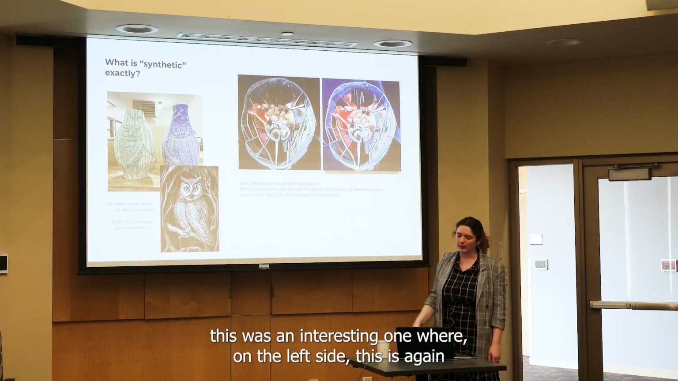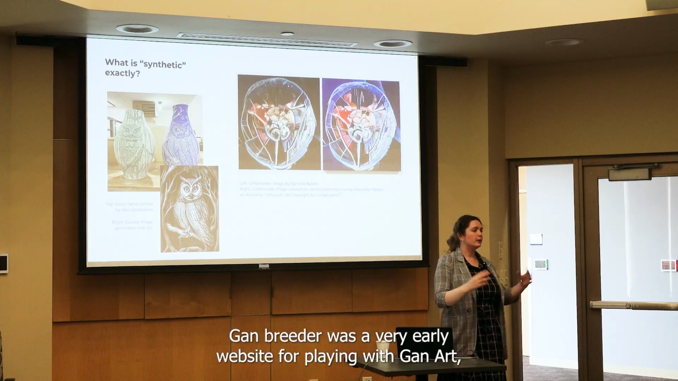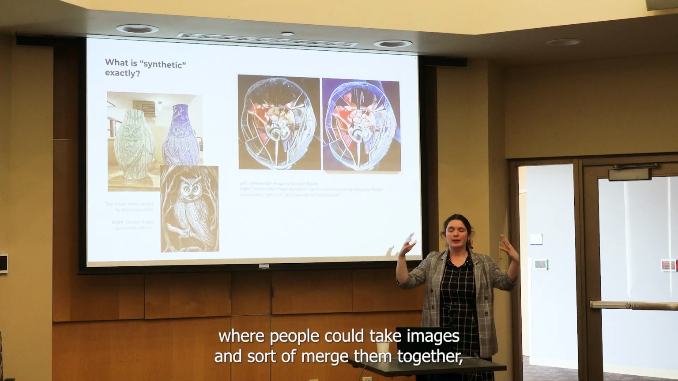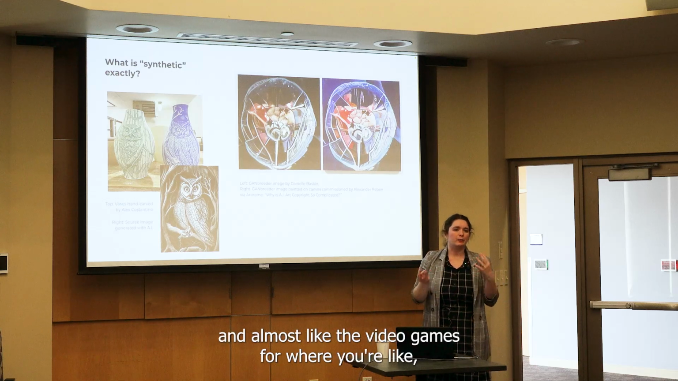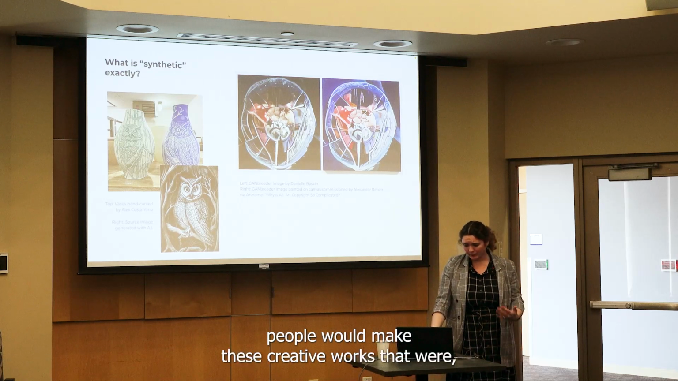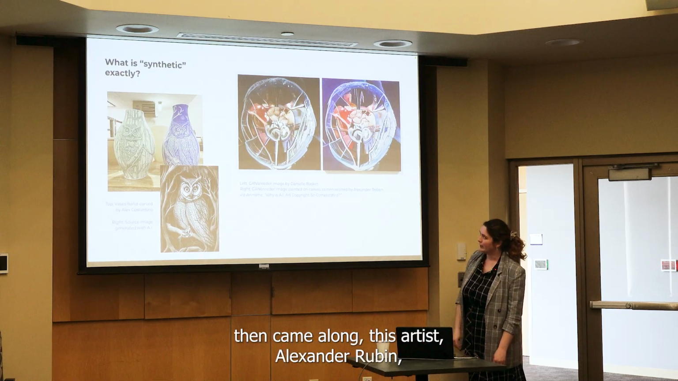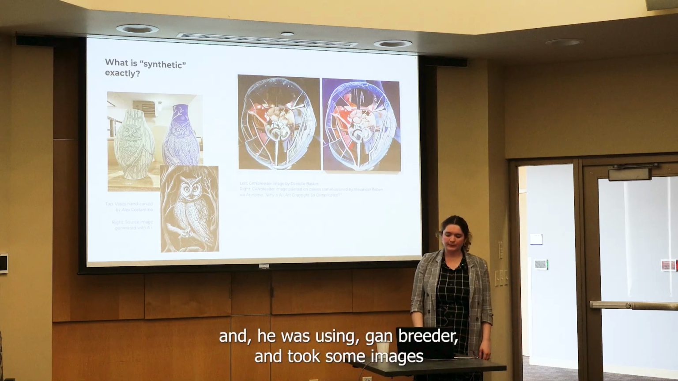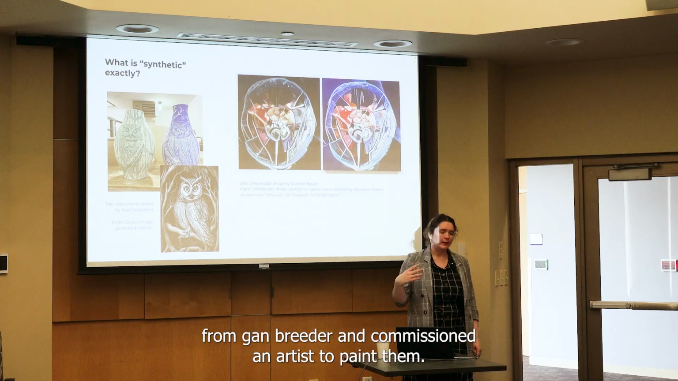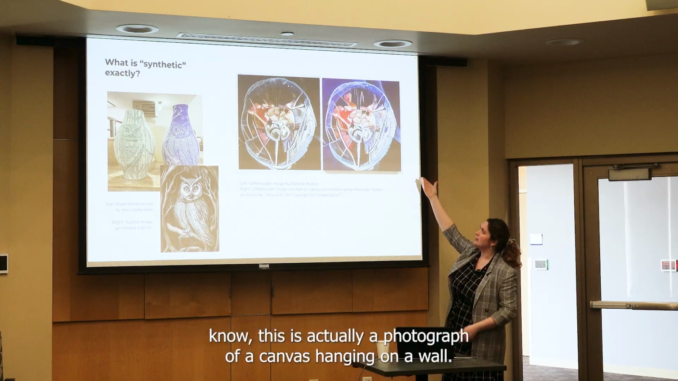This was an interesting one where on the left side, this is a GAN breeder image by a woman named Danielle Baskin. GAN breeder was a very early website for playing with GAN art, where people could take images and sort of merge them together, almost like the video game Spore, where you're creating these lineages and speciations. People would make these creative works that had some really beautiful visual indeterminacy. Then came along this artist, Alexander Reben, and he was using GAN breeder and took some images from GAN breeder and commissioned an artist to paint them. And then, this is actually a photograph of a canvas hanging on a wall.